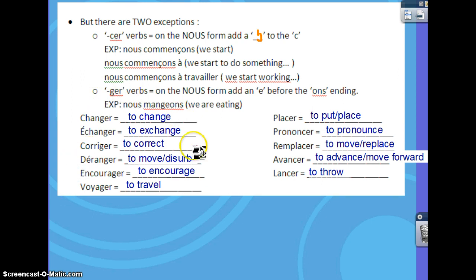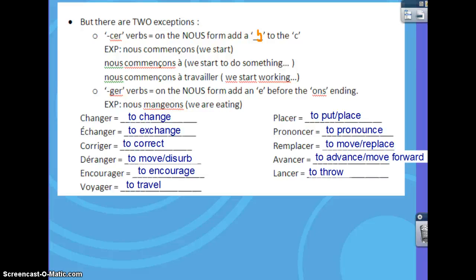The only difference is in the nous form of all of these GER verbs, you actually leave the E before the O and S. Over here, I've got some CER verbs for you. Placer is to place or to put something somewhere. Prononcer is to pronounce. Remplacer is to move or to replace something depending on the situation.